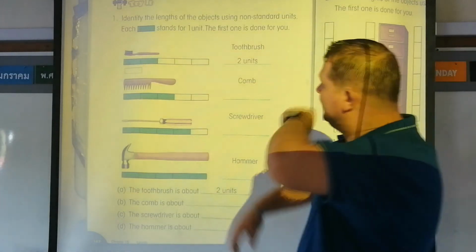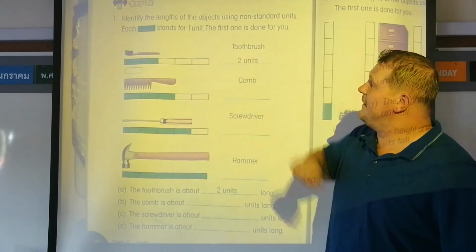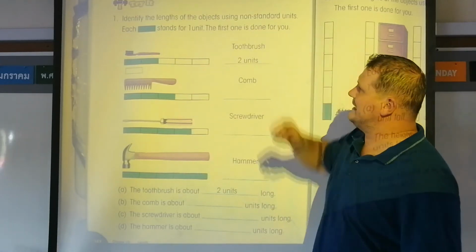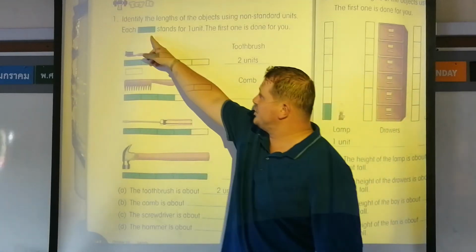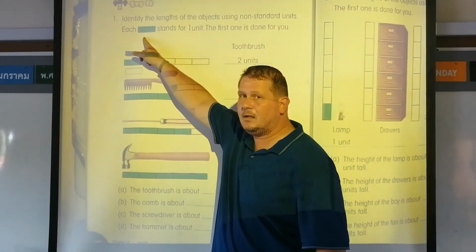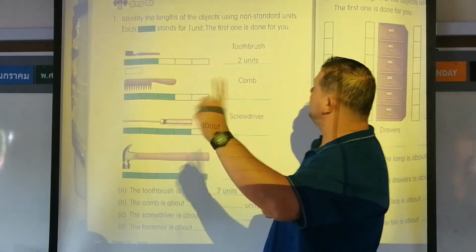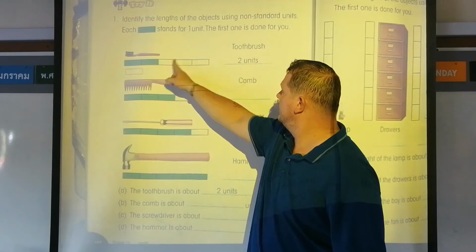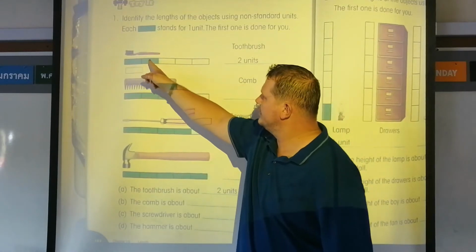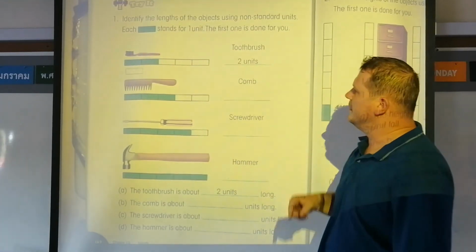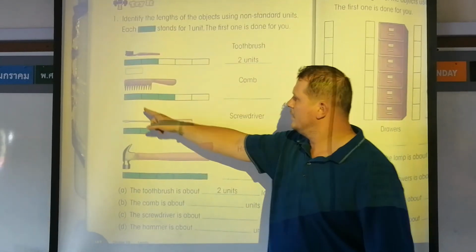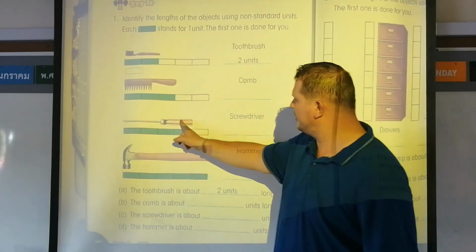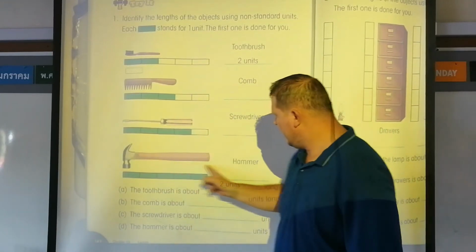Alright guys, identify the lengths of the objects using non-standard units. To show you, each rectangle stands for 1 unit. We've done the first one. So the toothbrush, how many units? 1, 2. 2 units. So the comb, 1, 2, 3 units. The screwdriver and the hammer.